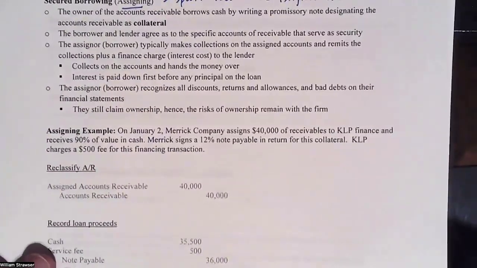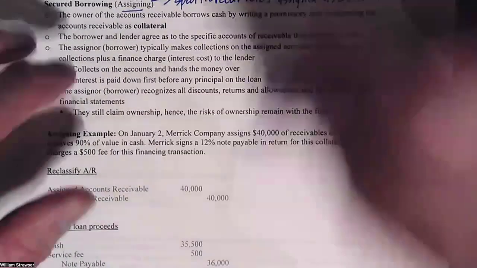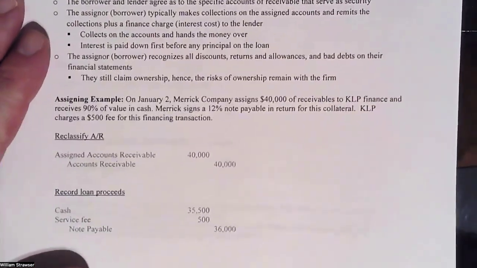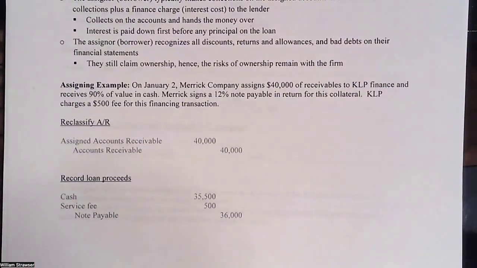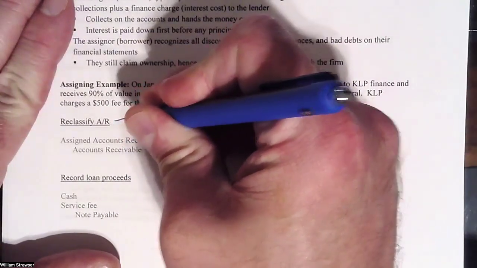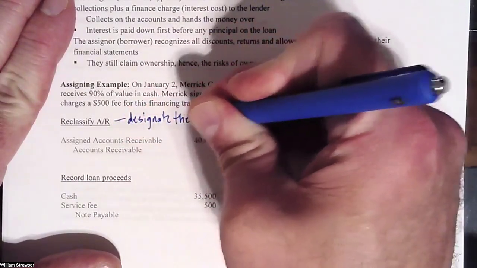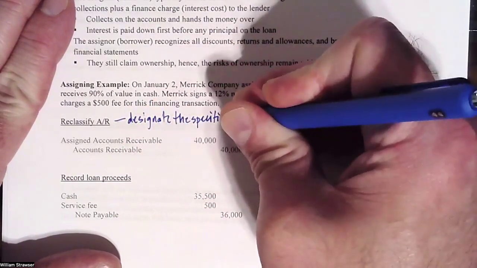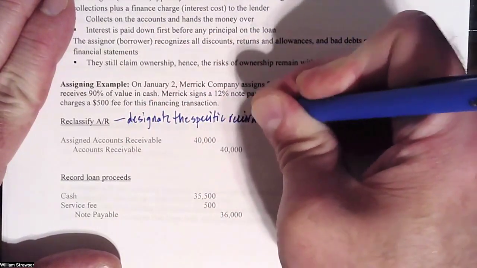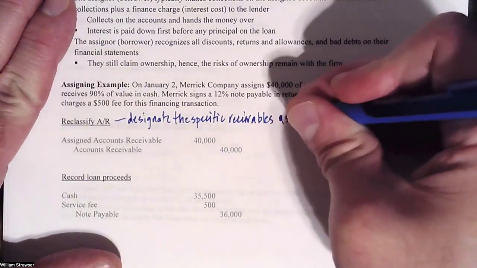The assigning example here, and I have the journal entries already laid out so you can listen and work with any of the additional annotations I make here instead of worrying about the actual entry itself. The first piece tends to involve a reclassification of the accounts receivable. So we want to basically designate the specific receivables that we identified as collateral.